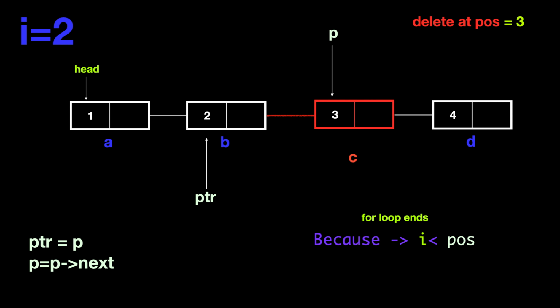In the next step, the same thing will go on until i is less than the position we want to delete. So here you can see our ptr is here and our p is at the position we want to delete.